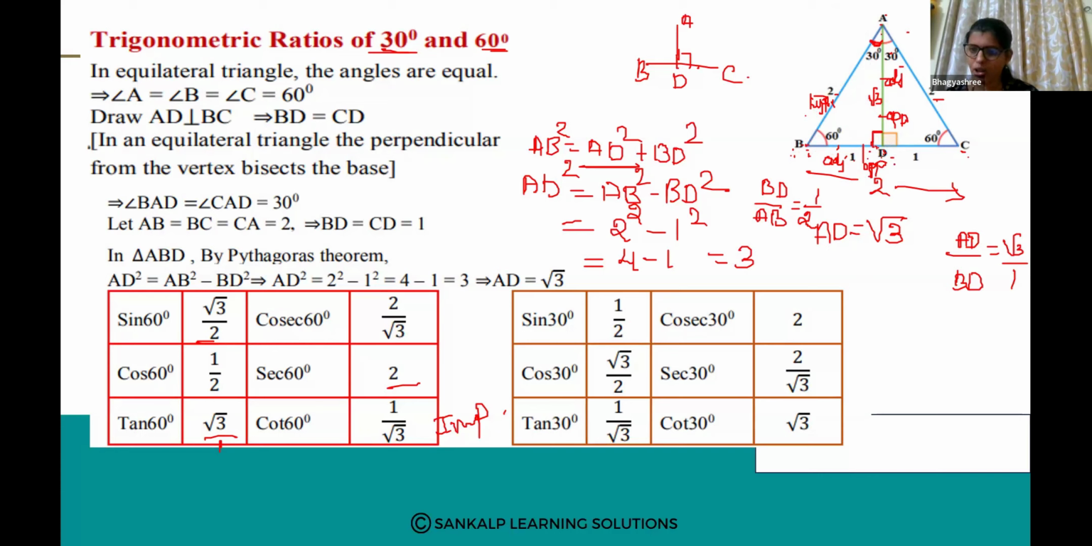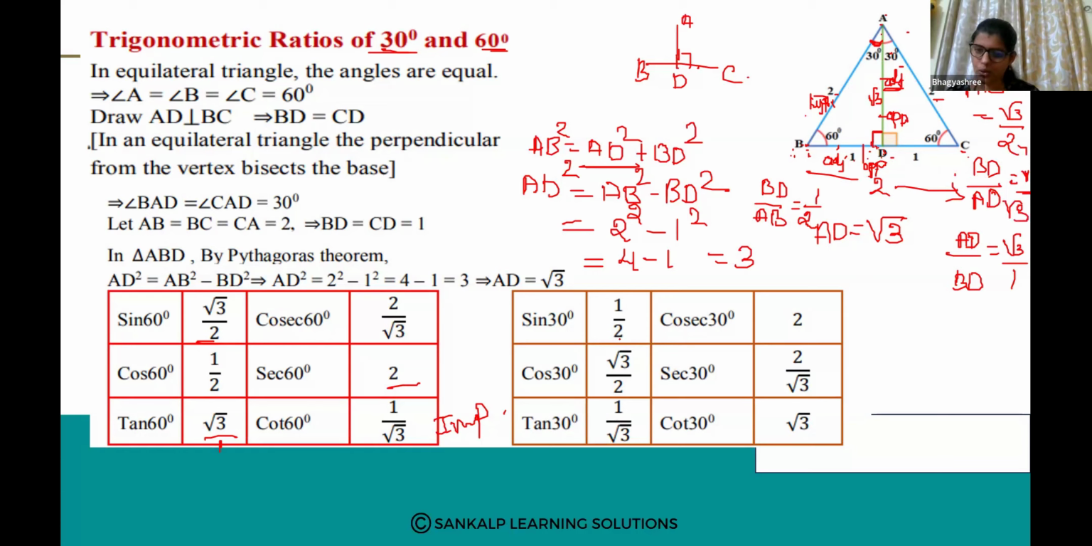That is 1 by 2. Cos 30 degree. Cos 30 degree means adjacent divided by hypotenuse. Our adjacent side is AD and hypotenuse is AB, right? AD value is root 3, AB value is 2. So root 3 by 2. Like that, tan 30 degree, opposite side divided by adjacent side, BD divided by AD, right? BD value is 1 divided by root 3. So this is tan 30 degree.